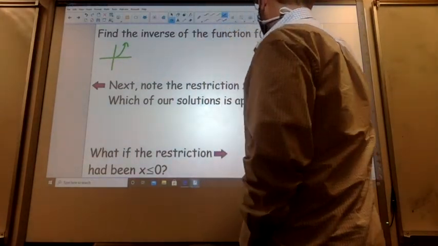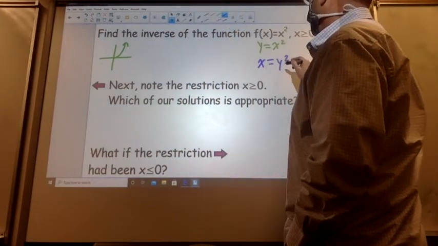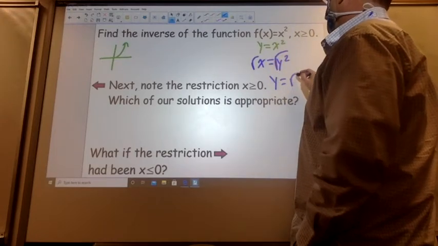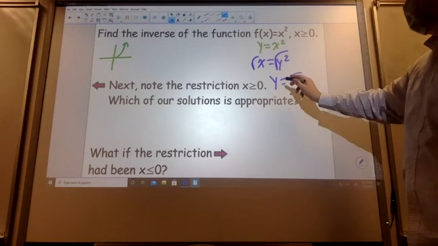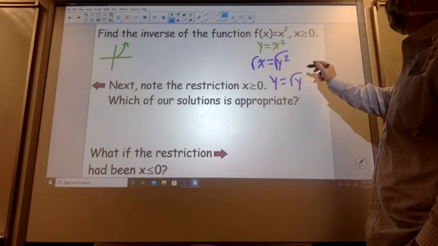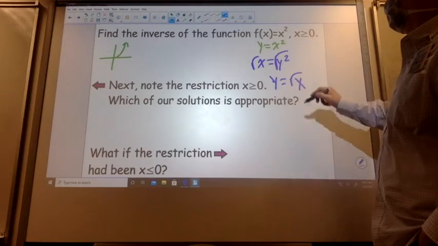Flip-flop x and y. So I have x equals y squared. Is that right? Square root, square root. Okay, there we go. We get square root of y. That flip-flop. And I flipped again, square root x. There we go.